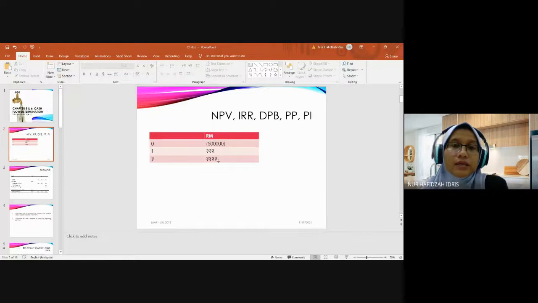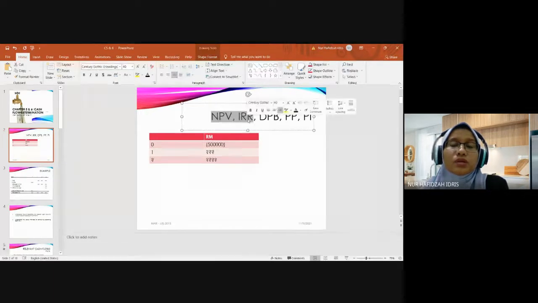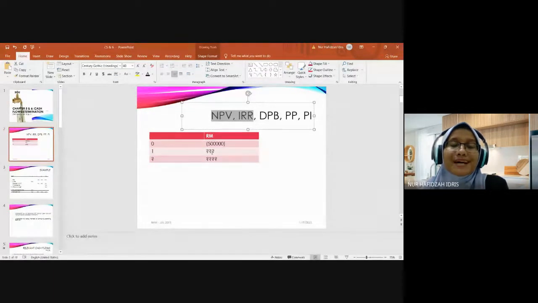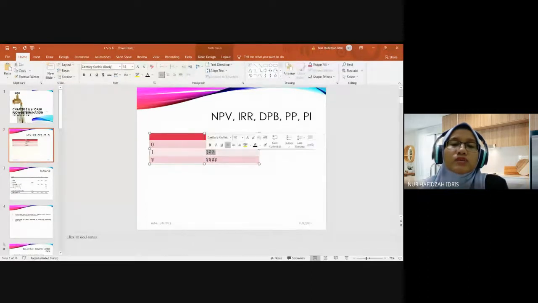Again, for this chapter, we want to find the net present value and internal rate of return, but the first thing you need to do is identify the cash flow of the project. So how to find the cash flow of the project?